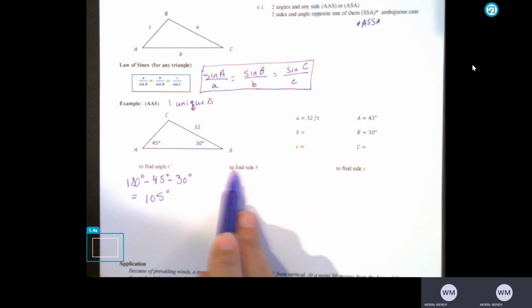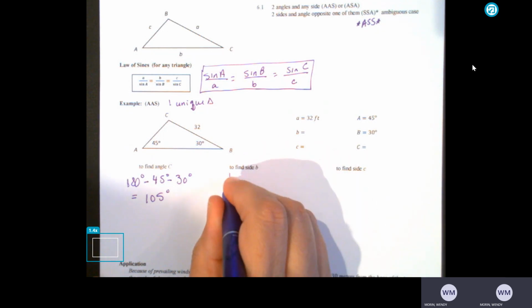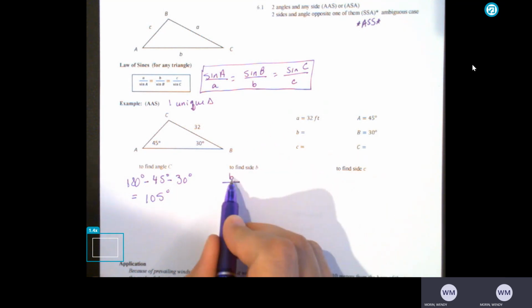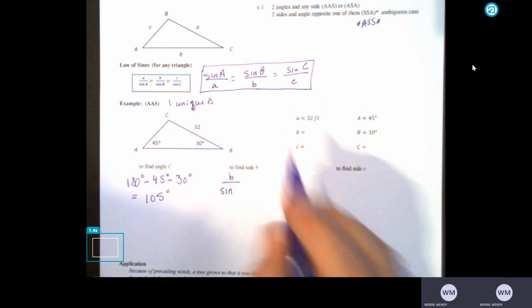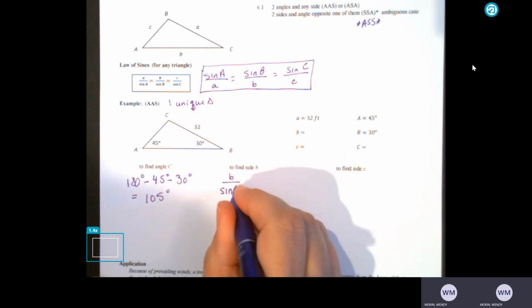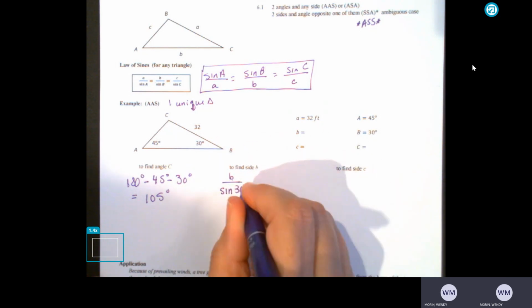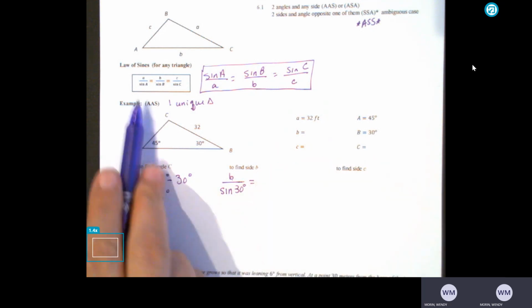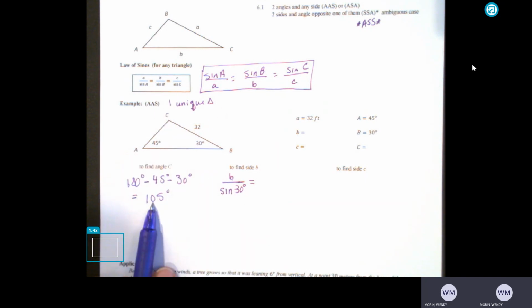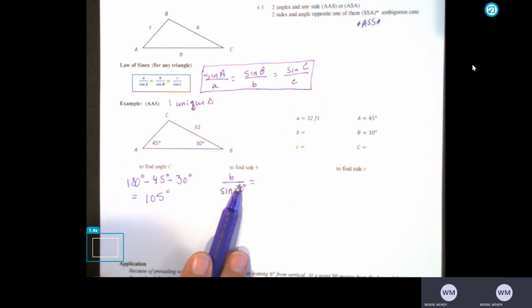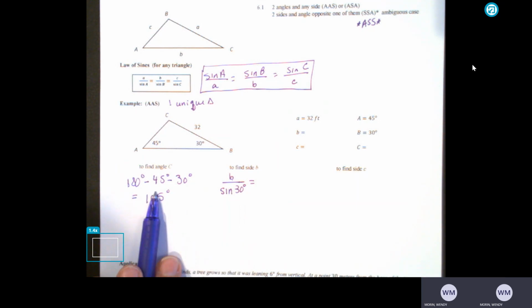Okay, so to find side B. I'm trying to find side B, so I'm going to start with my unknown on the top. This is what I'm trying to find. Law of sines says side b is proportionate to the sine of angle B. Well, angle B here is 30 degrees. And I can use either one of these proportions. I'm going to stick with the given information that I know is a fact to be true, because if I type this into my calculator wrong and I use this and this is wrong, this is going to be wrong. So stick with the given information.